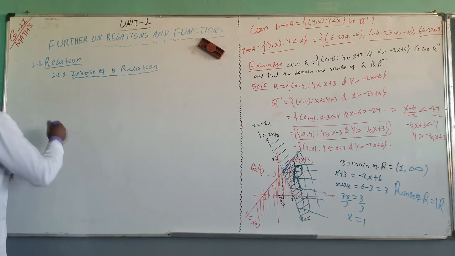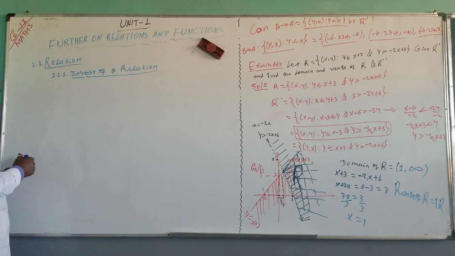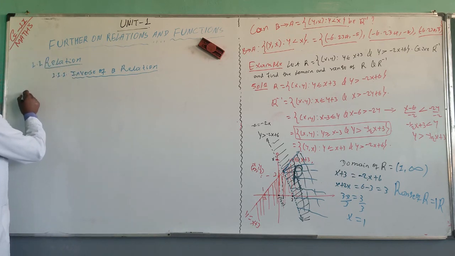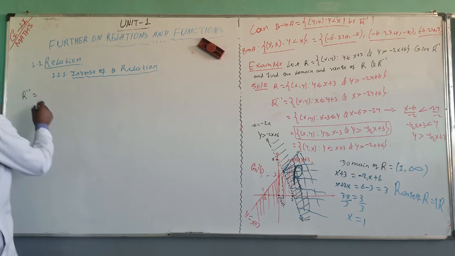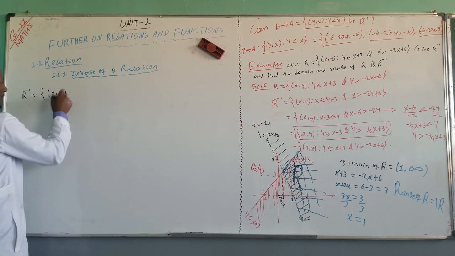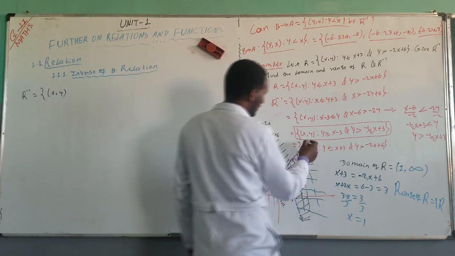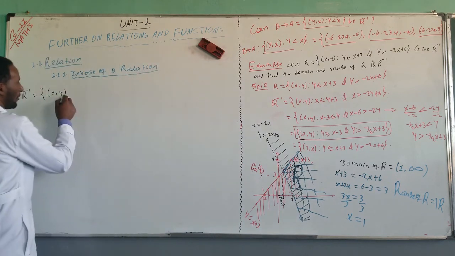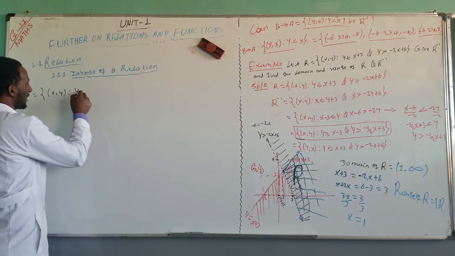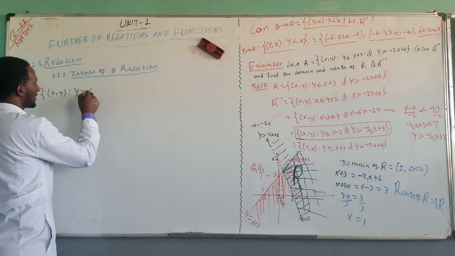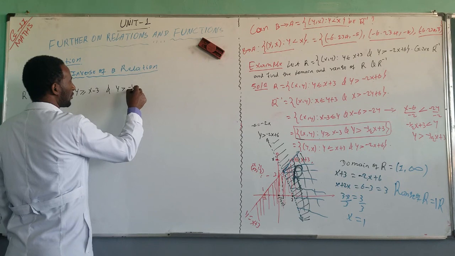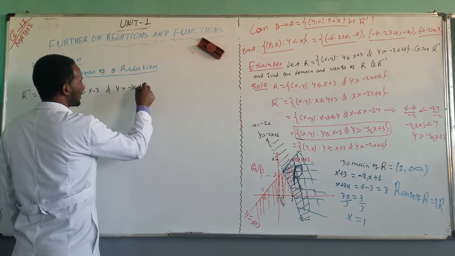Let us see for R inverse. R inverse is equal to the set of x comma y, in the region we take here, such that y greater than or equal to x minus 3 and y greater than negative 1 over 2x plus 3.